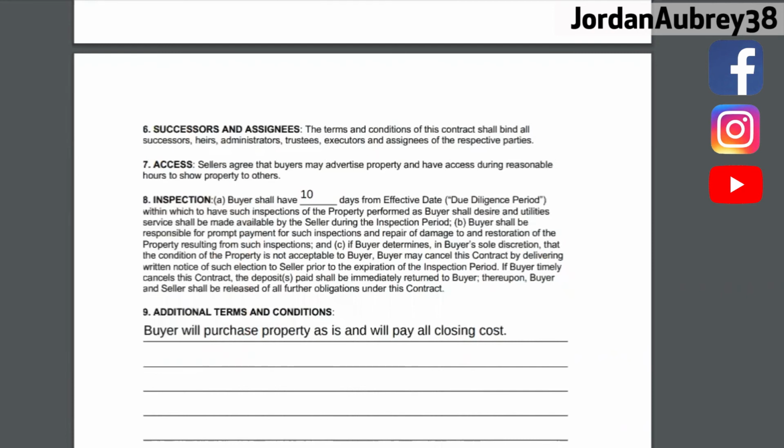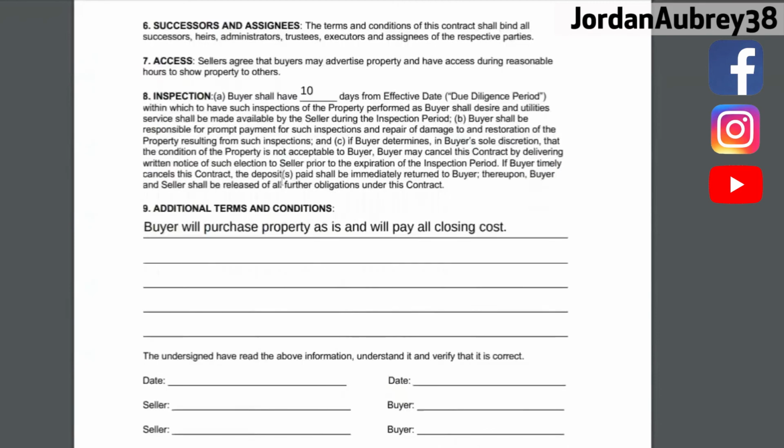Then we got number 7, seller agrees the buyer may advertise the property and have access at reasonable hours for showing the property. That is great because it allows us to have access to the property, and it's not me asking them anymore. This is according to the document. We have rights to do so. So you don't have to flex your muscle unless it's time to do that. But with that being said, you want to make sure that you do have access to get that property under contract.